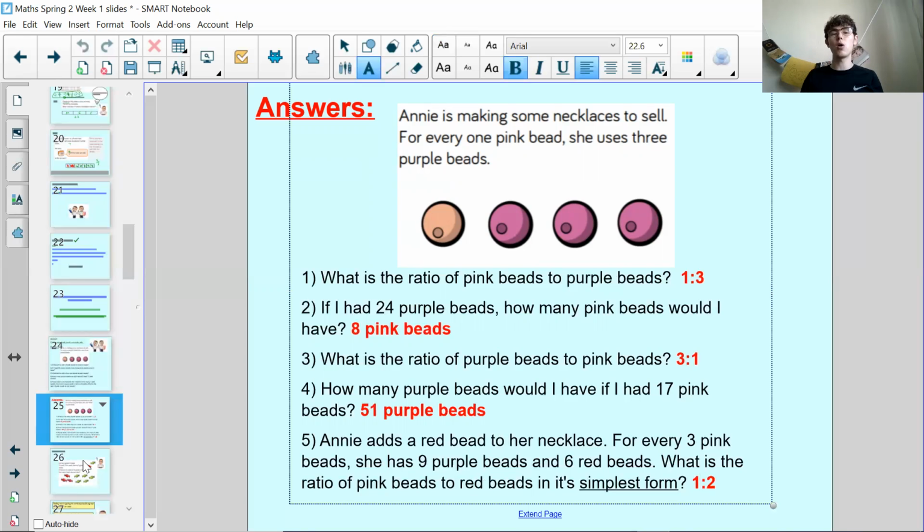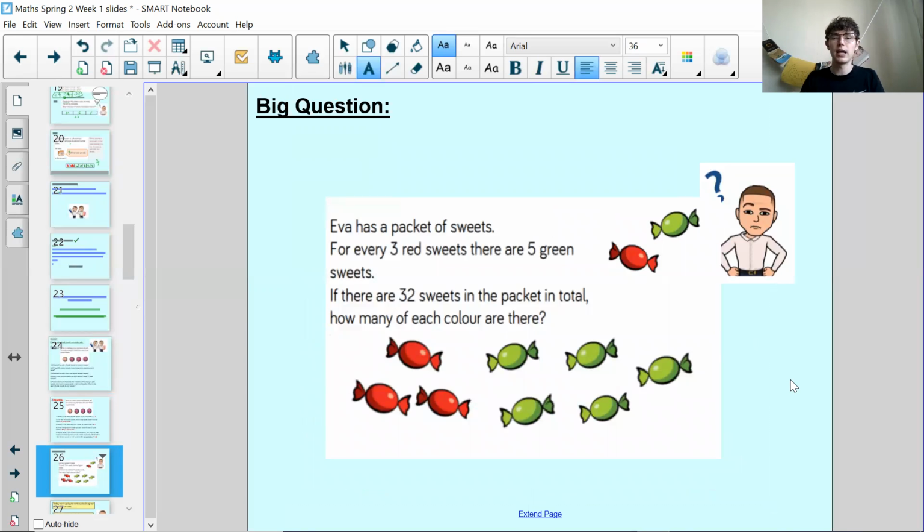So moving on now to our big question. Okay, so it's on the screen now. Eva has a packet of sweets. For every 3 red sweets, there are 5 green sweets. If there are 32 sweets in the packet in total, how many of each color are there? Okay, so have a little think about that, or have a go if you would like to, and then I'll do a little bit of an explanation, a little bit of input, and then we'll go right back to the big question.